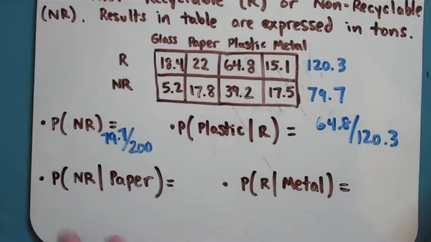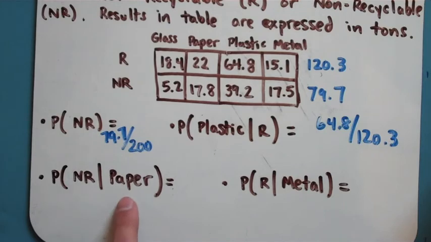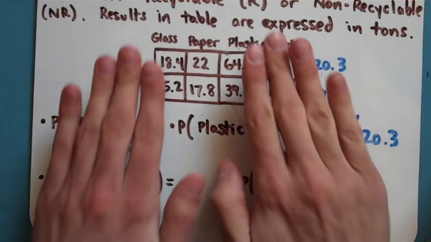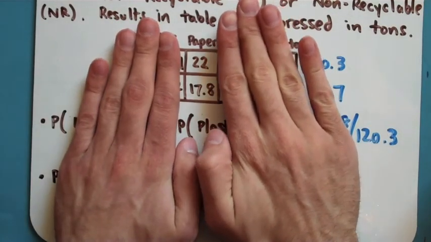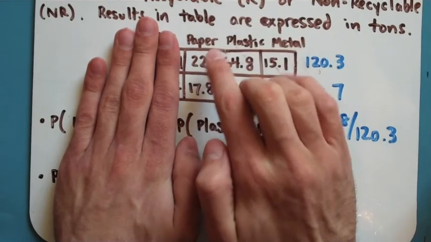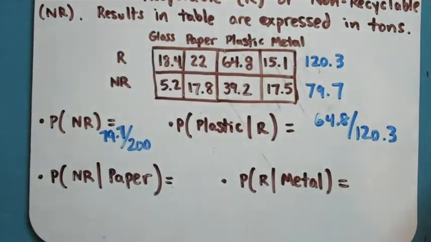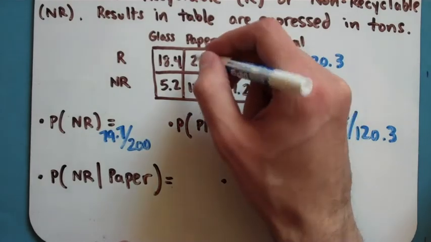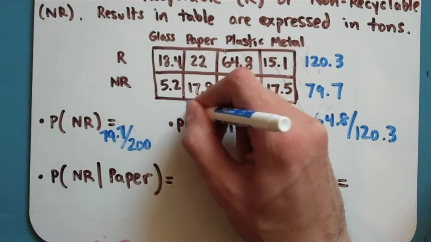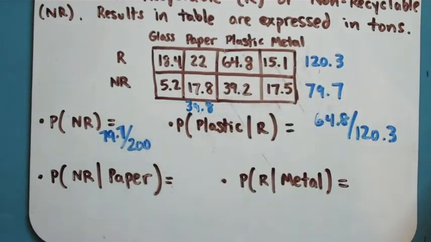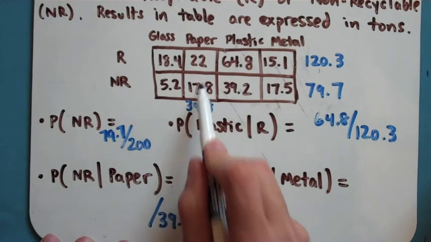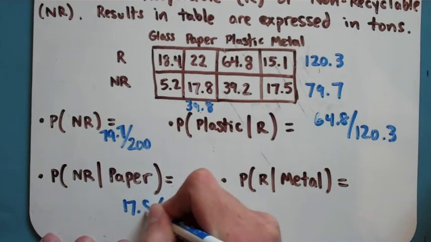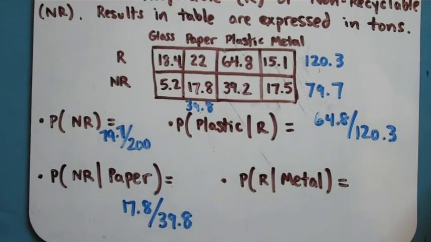On my next one here, I want to find the probability it's not recycled, given that it's paper. So I know this problem is paper. That means these other columns here, my glass, plastic, metal, those don't matter to me. I'm only looking at those two numbers that aren't covered up right there, the 22 and the 17.8. Well, if we add those together, we could get the same thing going on where we add them vertically. That's going to be 39.8 on this one. That's my denominator, because that's all the paper. And my top, not recycled, is the 17.8. So I'm looking at 17.8 out of 39.8.